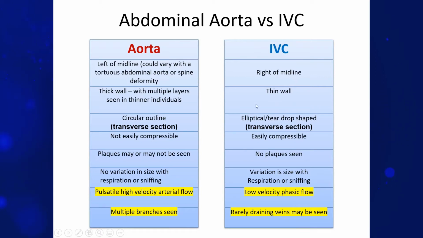The IVC is a thin-walled structure. The aorta has much thicker walls. You can even see the layers in thin individuals. Roughly, it's going to be circular in cross-section, and it shows pulsatility. If you're not so sure, you can do a spectral Doppler and see pulsatile flow. And you can also appreciate the blood vessels that arise from the aorta.